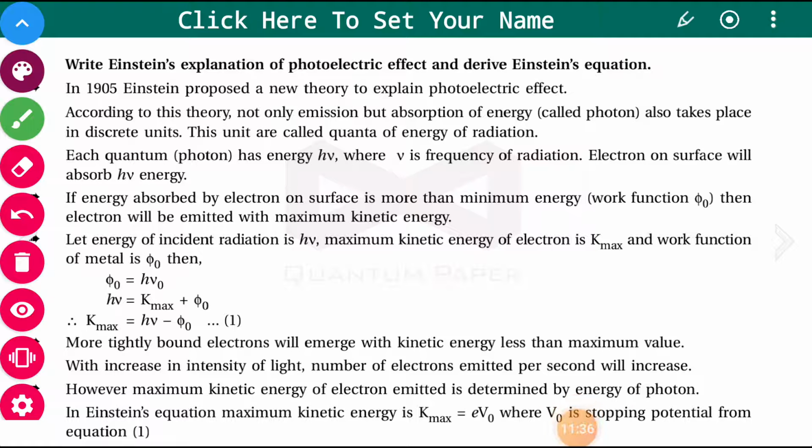Now there is Einstein's explanation for this photoelectric effect. He gave this explanation in 1905. According to this theory, not only emission but absorption of energy, that is, the photon, also takes place in discrete units. Absorption of energy is also in discrete units, in quanta we can say. These units are called the quanta of energy of radiation.